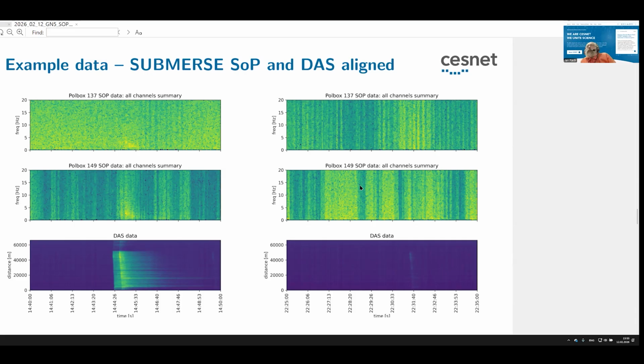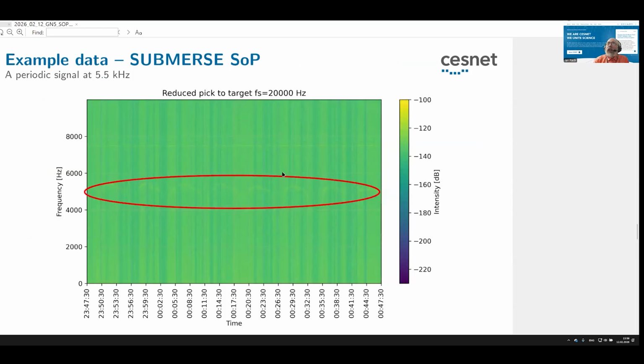On the right-hand side, again, this looks even better for SOP, just with some more details, but DAS is almost empty. We can see something here now. So the real comparison of SOP and DAS data is quite unique, because again, we have no idea what's going on here with SOP. We see something, and also the frequency here is really low, up to 20 Hertz, because with SOP, you can easily go up. And this is again from Submers.